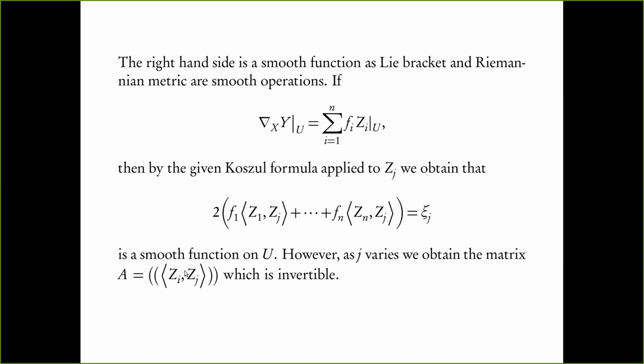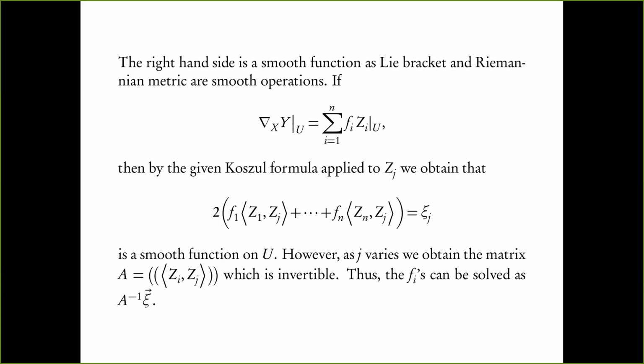This is invertible on all of U. So this is simply the inner product of z1 with z1, the inner product of z1 with z2, all the way along. That's the first row, and so on. So this is invertible, which means you can solve for the fi's as A inverse times xi. Correct?